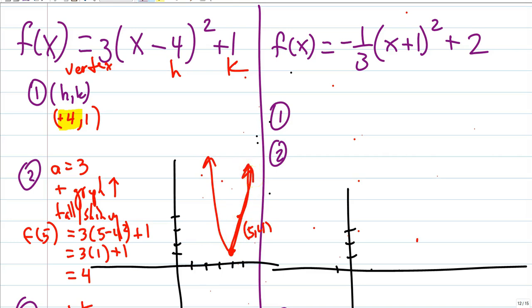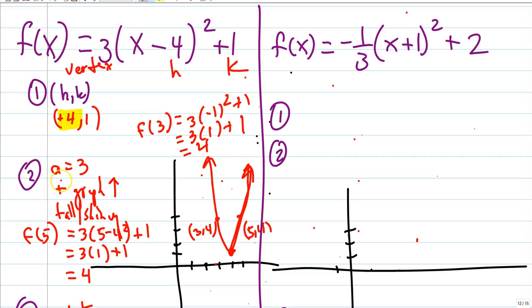The idea of symmetry is I know that if I plugged in a 3 minus 4, I would get negative 1 squared. That's going to make that positive again. That's going to make it 3 times 1 plus 1. Or that's just going to make that 3 plus 1. Sorry about that. 3 plus 1 is still 4. So I got (3, 4). And then basically the technology will graph it from there. Okay? You need to be able to find the vertex.